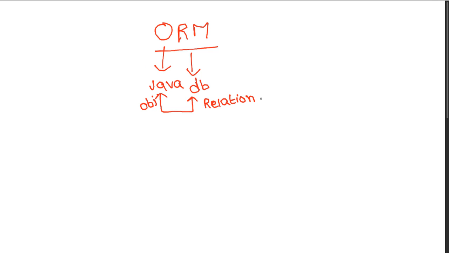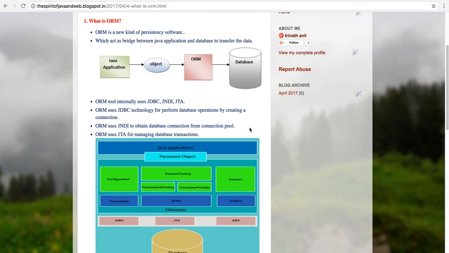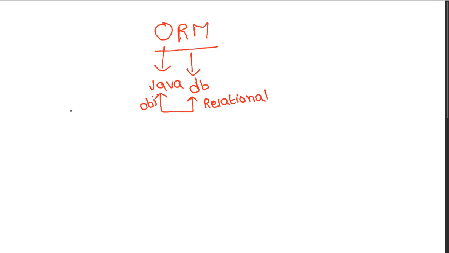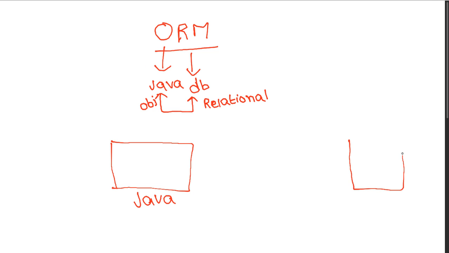So, what is an ORM? An ORM is nothing but the mapping between a Java object and a relational database or relational table. A Java object and a table mapping, we call it an ORM tool. So here, if you see, there is a Java application and the database is also there.